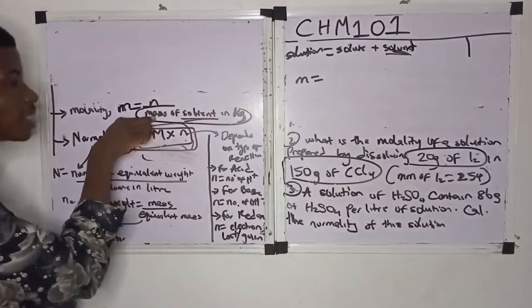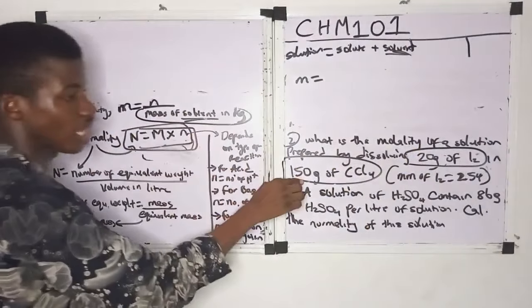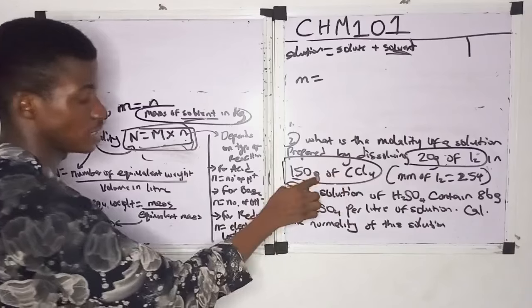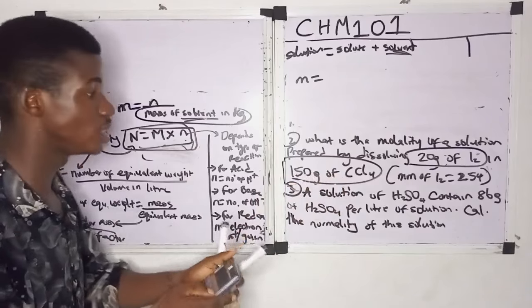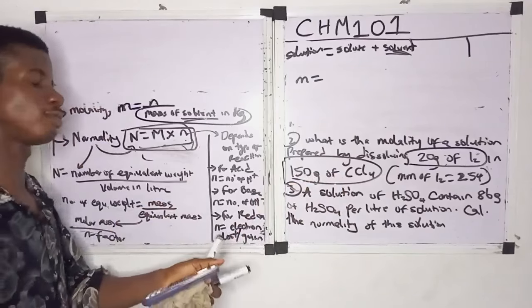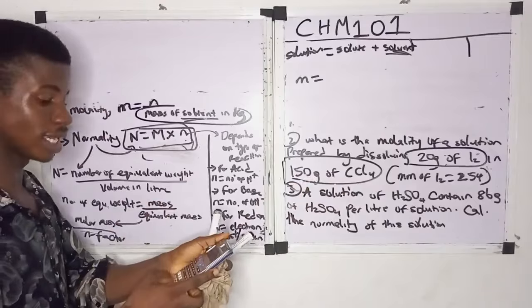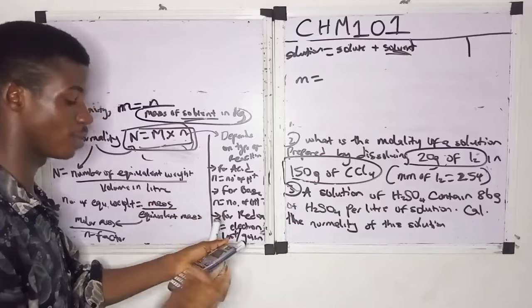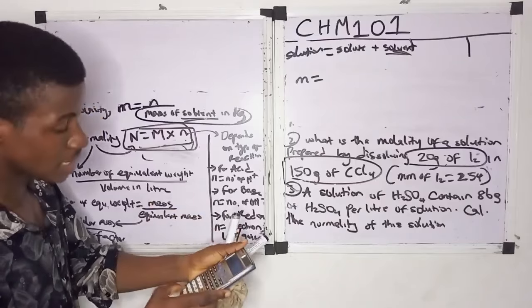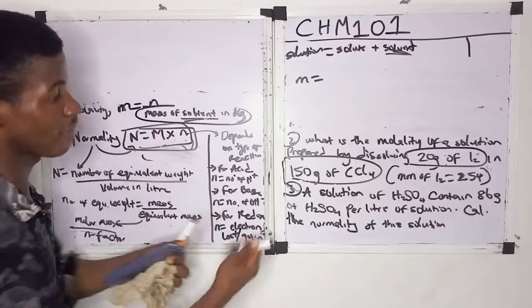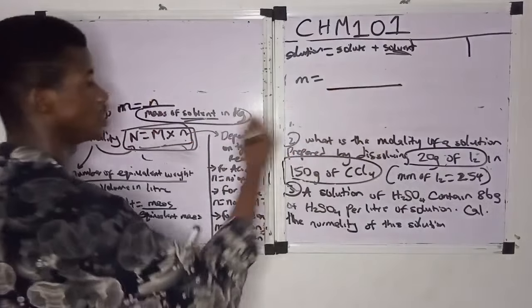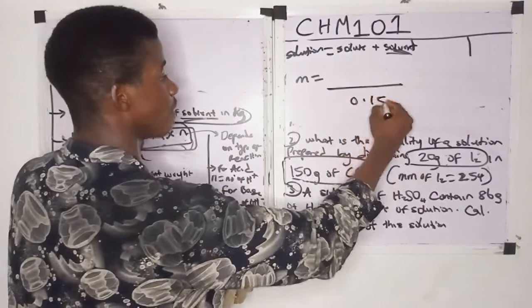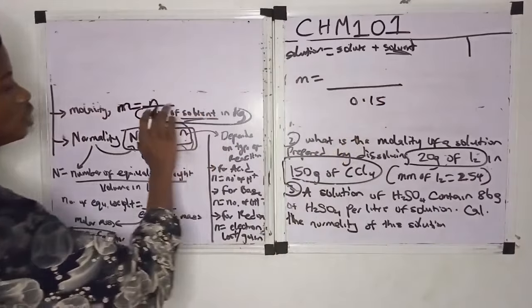Remember, the mass of the solvent must be in kg. But the mass of this solvent here is in gram. So how are we going to do it? To convert from gram to kilogram, divide by what? By 1000, right? So we need to convert this one to kilogram. 150 gram divided by 1000 gives us 0.15. So the mass of the solvent is 0.15 kg. Now, what about the mole of the solute?